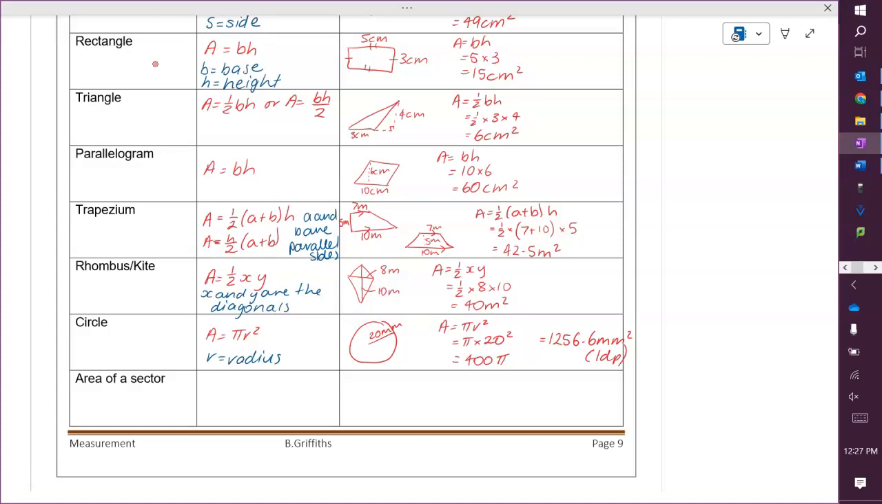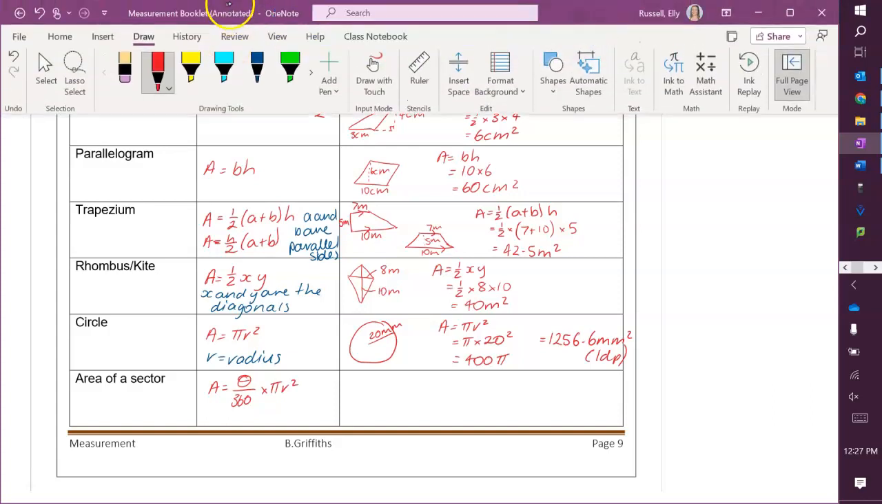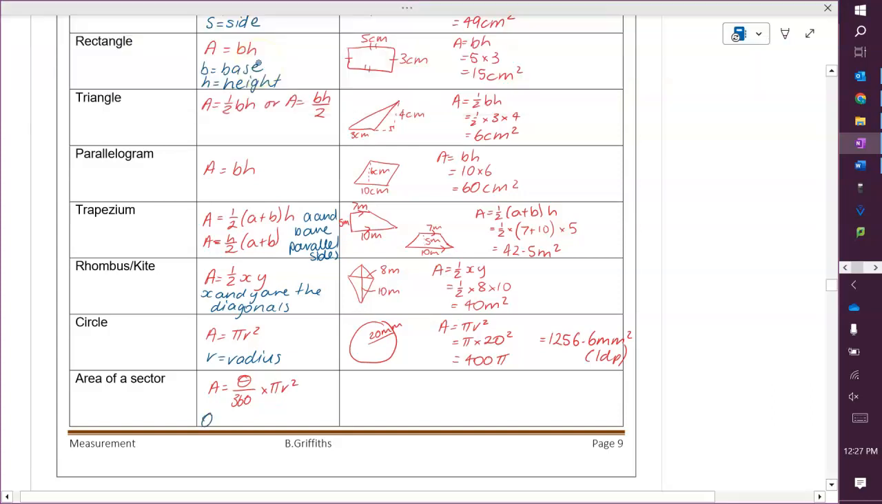Then you've got the area of a sector. So we still use the area of a circle, but we also need to know the size of the angle. So if we think theta, our Greek symbol for angle, over 360 because there's 360 degrees in a circle, and then we multiply it by the area of a circle. So we know that r is our radius and theta is the size of the angle.